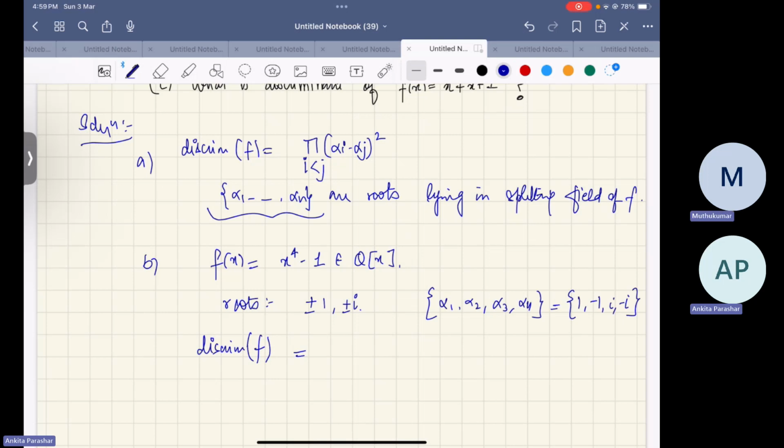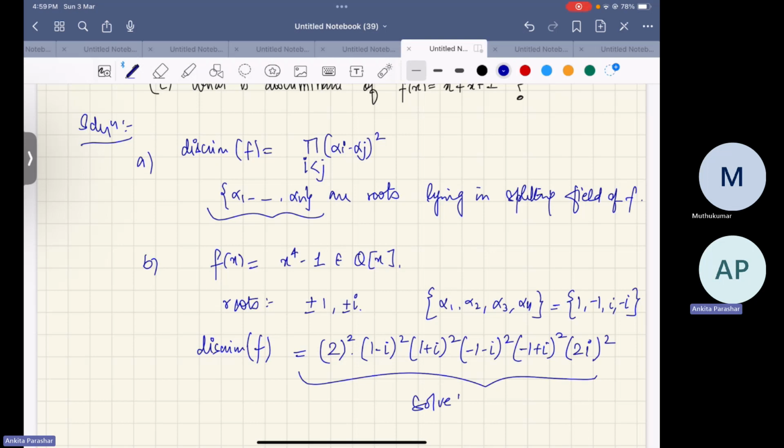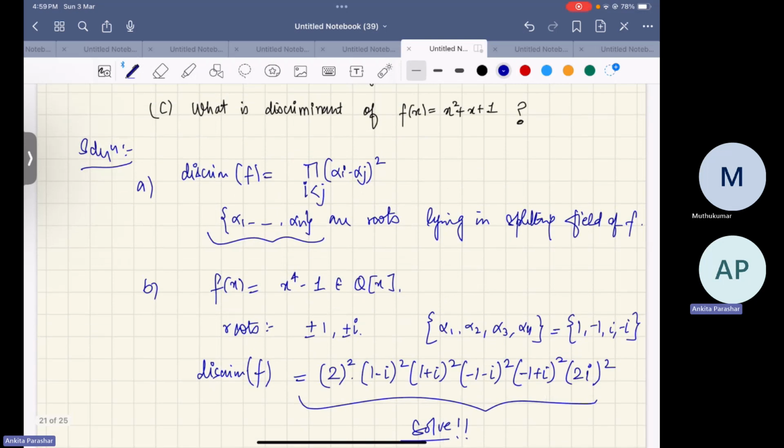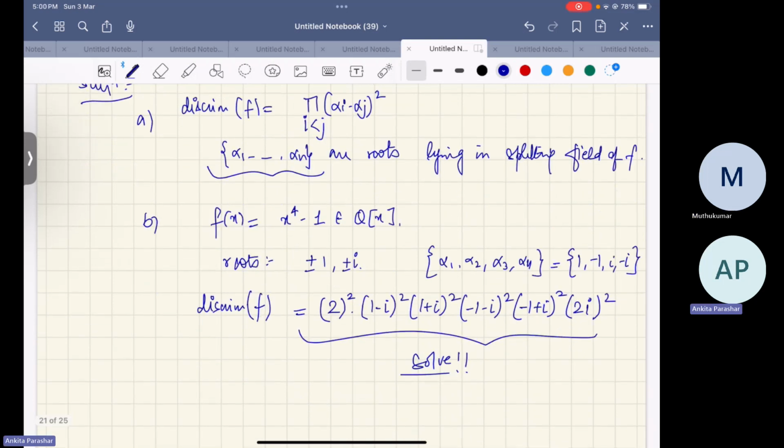Now let's write it out. Alpha 1 minus alpha 2 is 2, so 2 squared. Then (1 minus i) whole squared, (1 plus i) whole squared, (minus 1 minus i) whole squared, (minus 1 plus i) whole squared, and (2i) whole squared. And this you can solve, right? Take the product and you will get the discriminant.